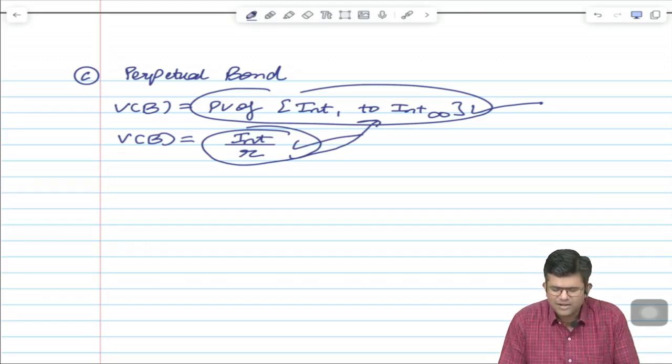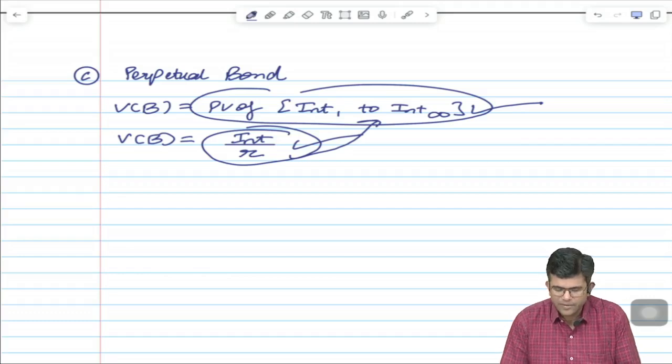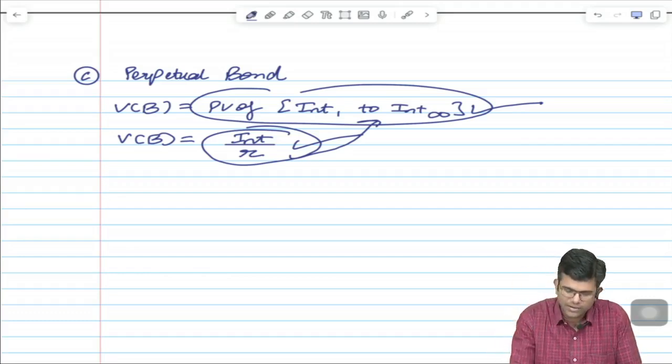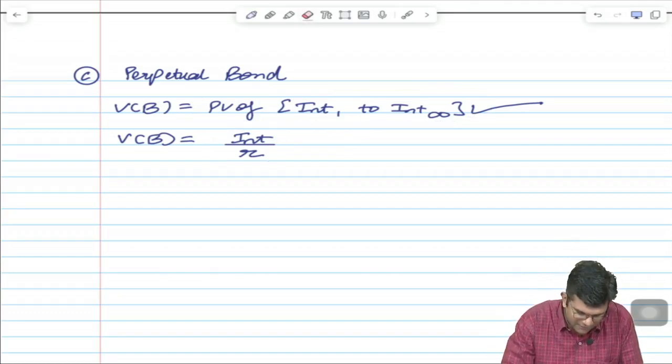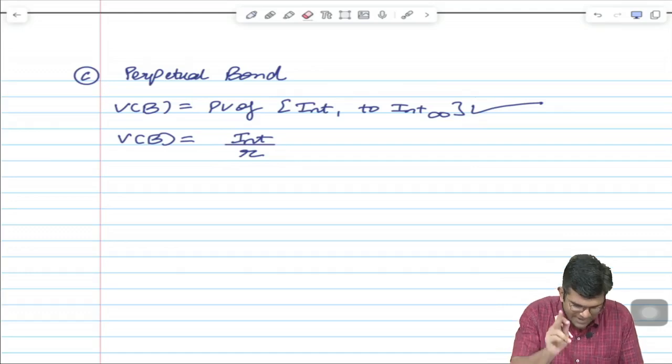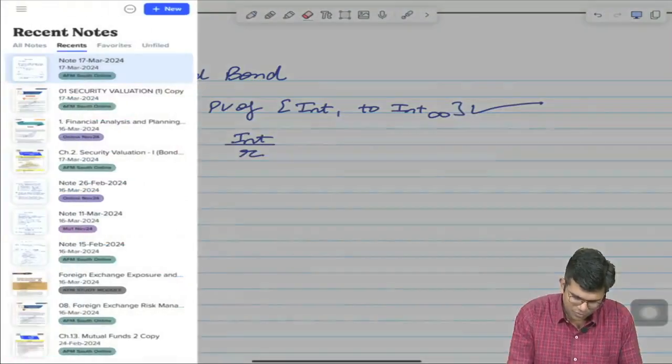But right now it is not required, because it is simple: take the interest, take the discounting rate, and game over. Ready? R stands for the discounting rate, not the interest rate. Interest rate will be taken care of when you're calculating the interest. Okay, so for that I have question number 9. Please come to question number 9.